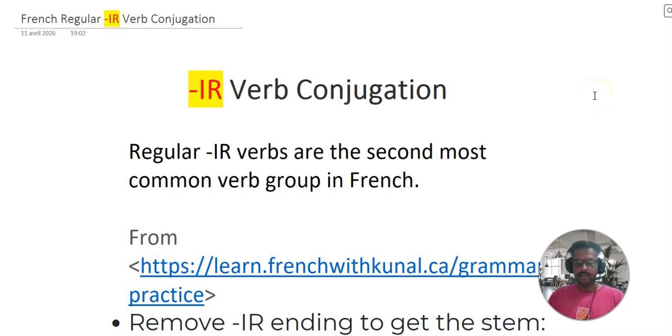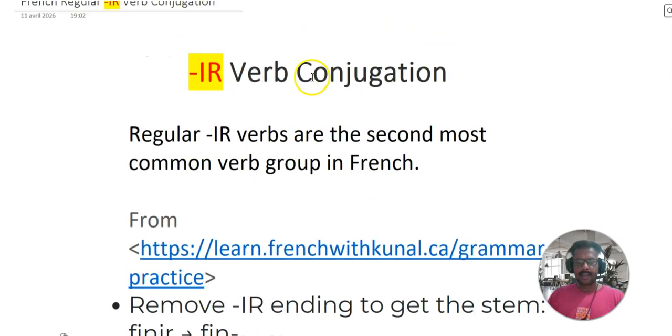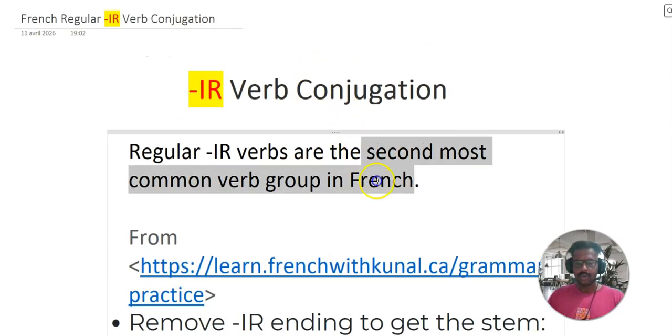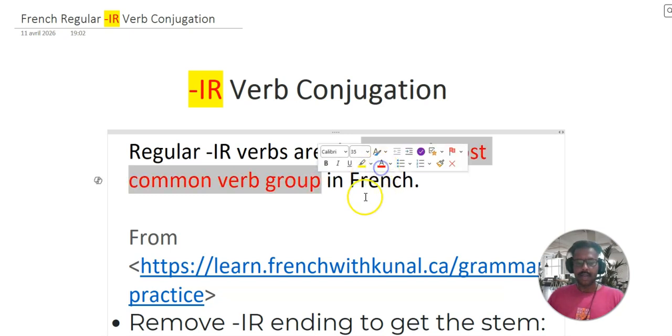So in this video we learn about IR category verbs en français. We learn how to conjugate them and how to pronounce them. This is the second most common category that we have in French after ER verbs.